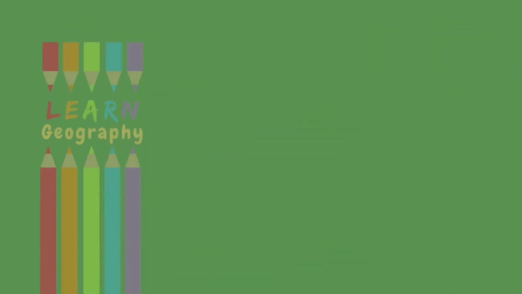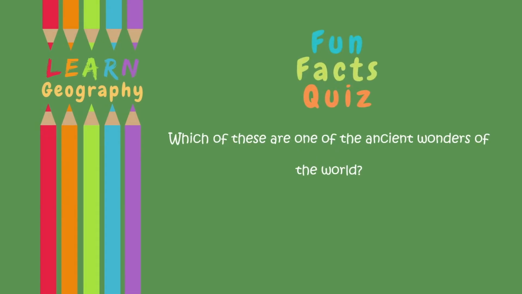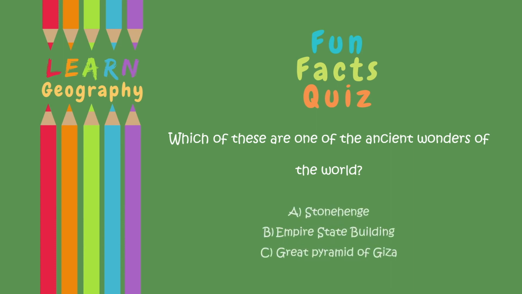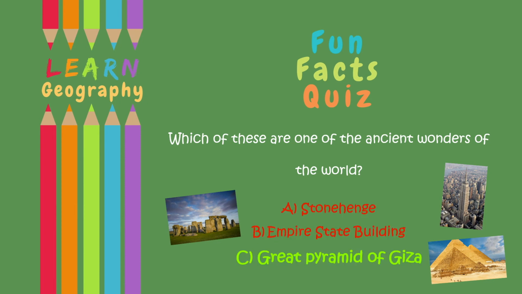Now let's do our last fun facts quiz. So, we just talked about the 7 modern wonders of the world, but do you know which of these was one of the ancient wonders of the world? Is it A, Stonehenge, B, Empire State Building, or C, Great Pyramid of Giza? Well, I think it probably isn't the Empire State Building considering that's modern. It actually is C, the Great Pyramid of Giza. Well done!